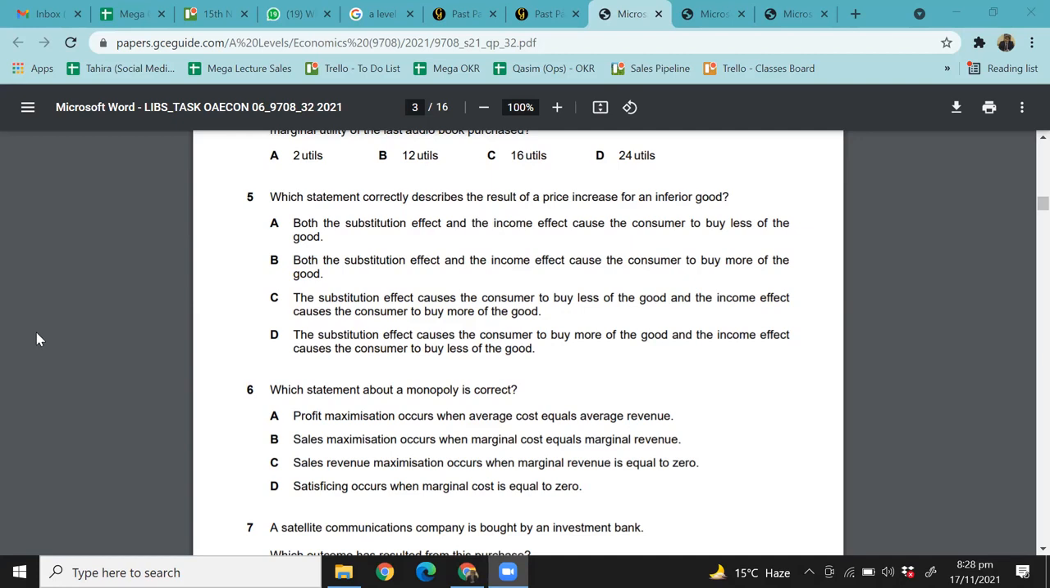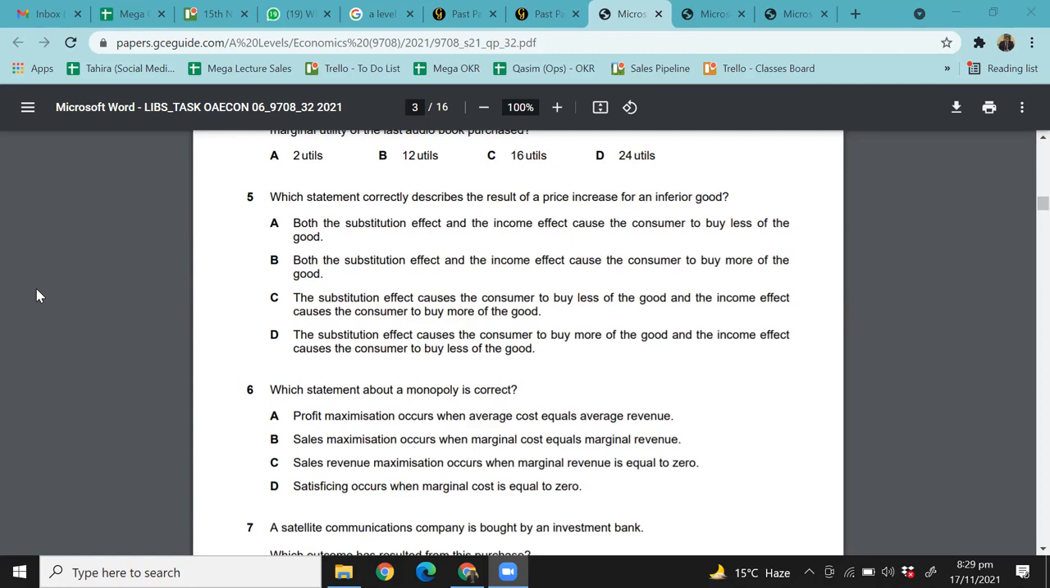So if something becomes more expensive, I want to buy less of it because it's becoming expensive now, right? So that is the substitution effect. Now, why would the income effect say that you buy more of it, in the case of an inferior good, when the price increases? Because your real incomes are decreasing. When something becomes more expensive, the consumer's real income decreases. And when real incomes decrease, we know that consumers buy more of inferior goods. So that's the whole reasoning behind it.